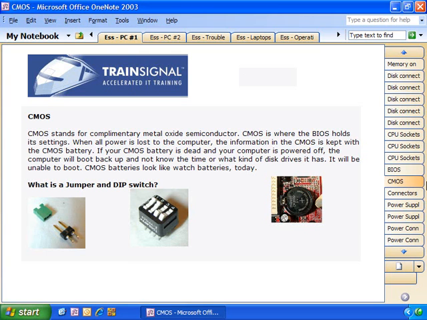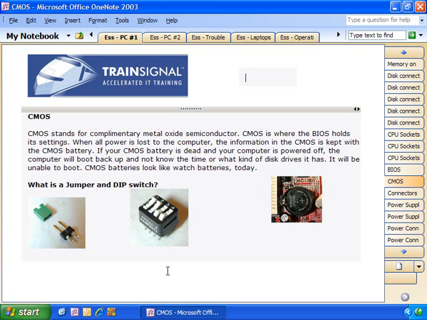If your CMOS battery is dead and your computer's powered off, the computer will boot back up and not know what kind of disk drive it has or what the time and date is. And it will be unable to boot because it doesn't know what kind of disk drive it has. CMOS batteries look like watch batteries, and you can see this is an example of a CMOS battery over here. And typically today they're built onto the motherboard, but they can be changed out if they go bad.